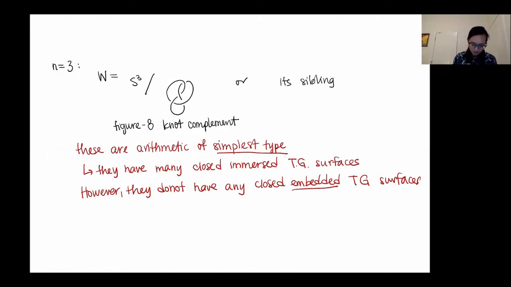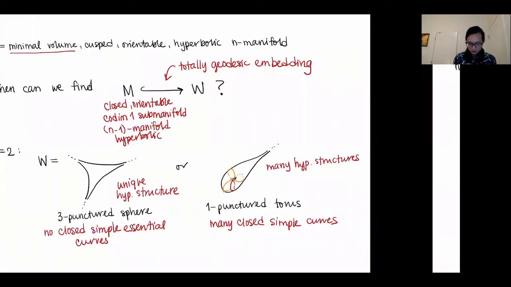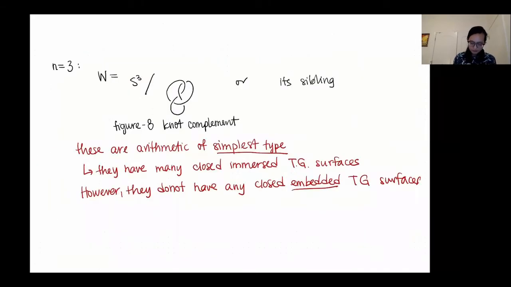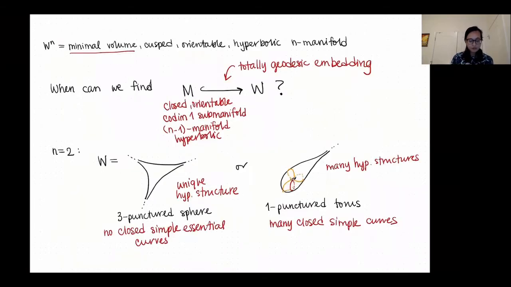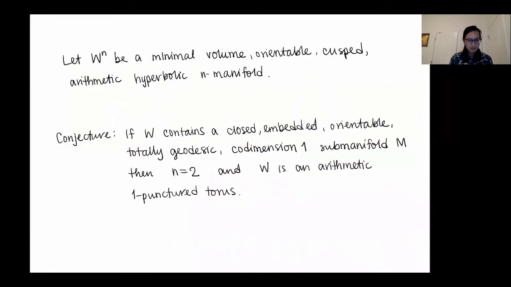Okay, so let me go back over here to dimension 2. The 3 times punctured sphere, with its unique hyperbolic structure, also happens to be arithmetic. For the once punctured torus, we know we have many hyperbolic structures, but some of those are arithmetic, only a few of them. Most of them are not, but some are arithmetic. This leads us to ask our question a bit more specifically for arithmetic manifolds. So now we're going to let W be a minimal volume orientable cusped arithmetic hyperbolic n-manifold.